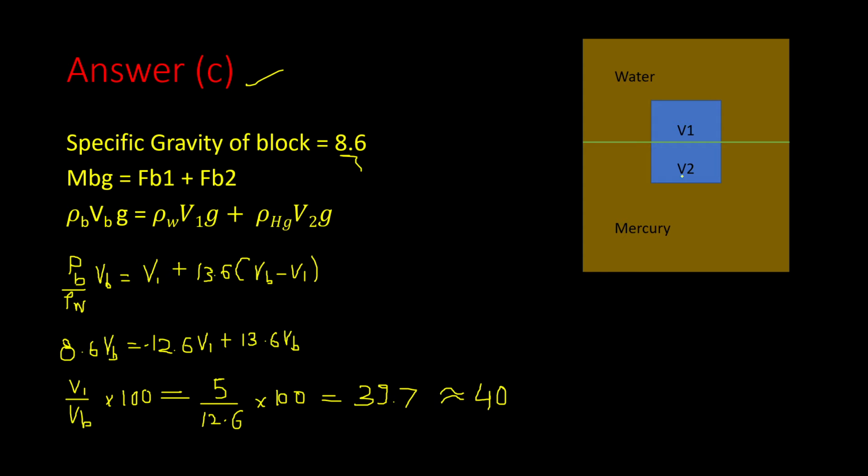So the entire block specific gravity is 8.6. If we use the force analysis, we can say that the weight of the body, that is M of body into G, will be equal to buoyant force due to water and buoyant force by mercury, so FB1 and FB2. This mass can be written as mass density into volume, and acceleration due to gravity is constant.